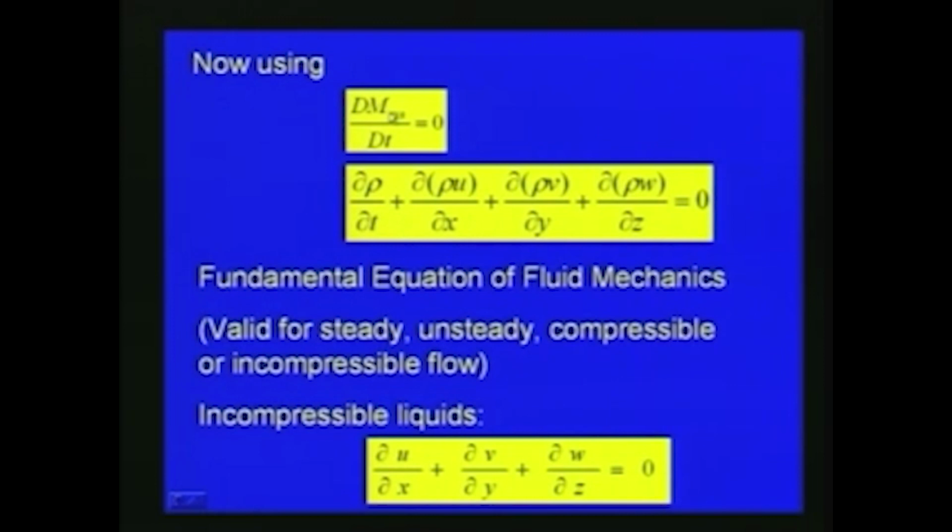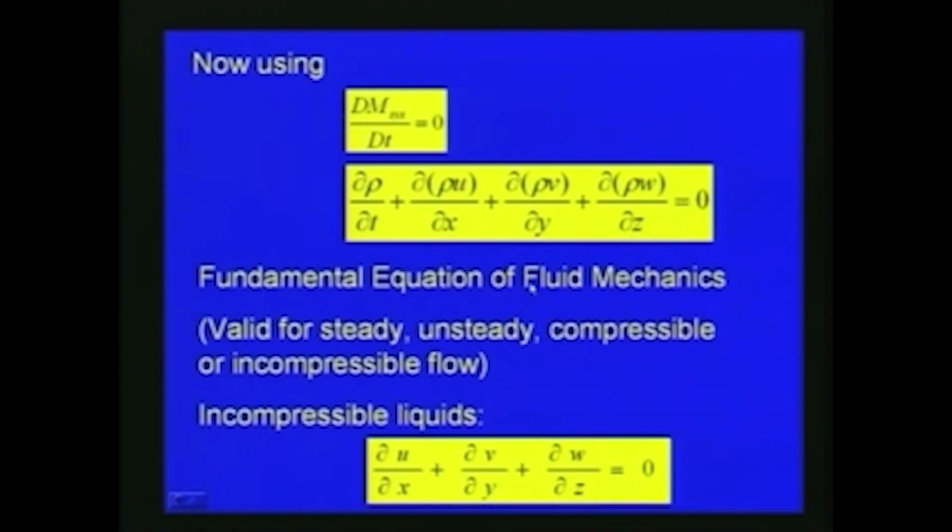So now if we write with respect to our earlier formulation, these variations we have to consider with respect to time, that is del rho by del t, and then with respect to the x, y, z changes which we have discussed in the previous slide. So finally, dm by dt is equal to 0 can be written as del rho by del t plus del rho u by del x plus del rho v by del y plus del rho w by del z is equal to 0. So this is called the continuity equation in the differential form.